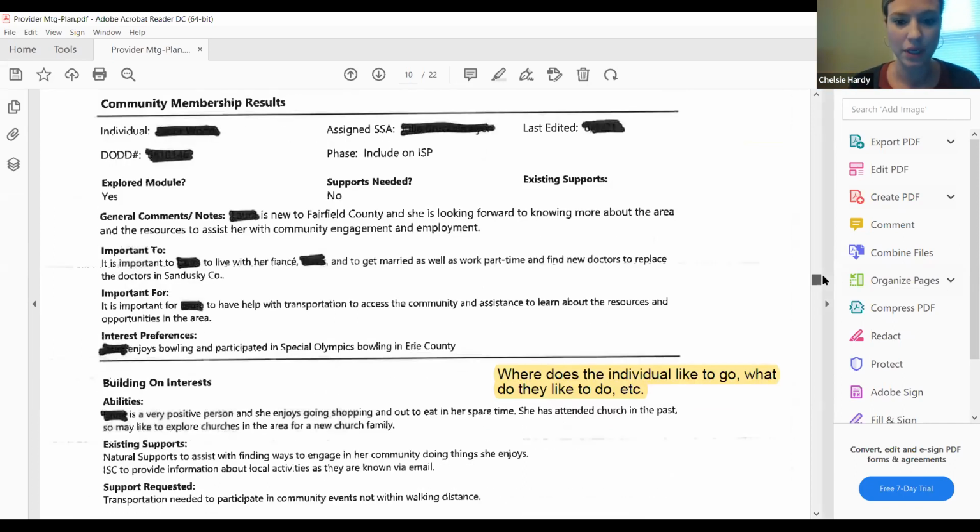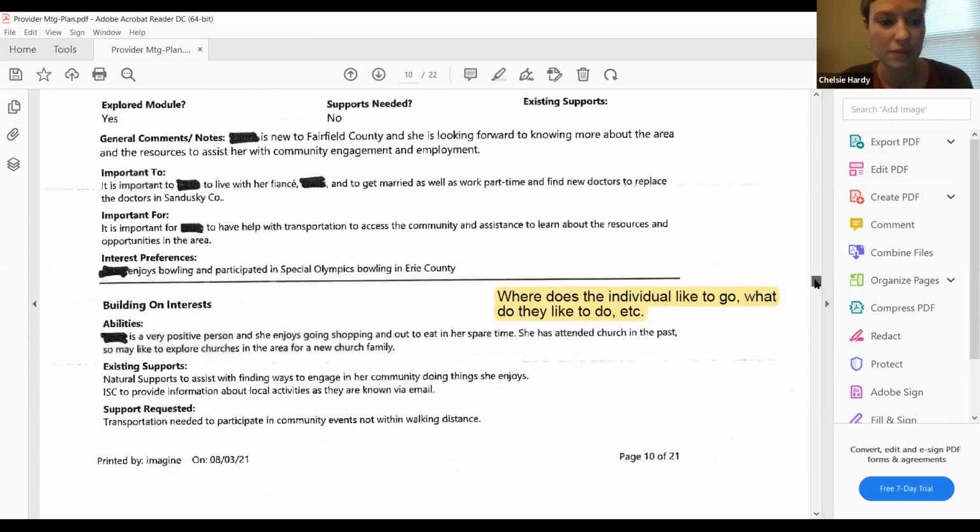Community membership covers what the person likes to do and where they like to go. This is also a good spot to put specific supervision levels that a provider should be following in the community, whether they're supposed to be right next to the person or whether it's just visual supervision. That is where this information is found in this module.